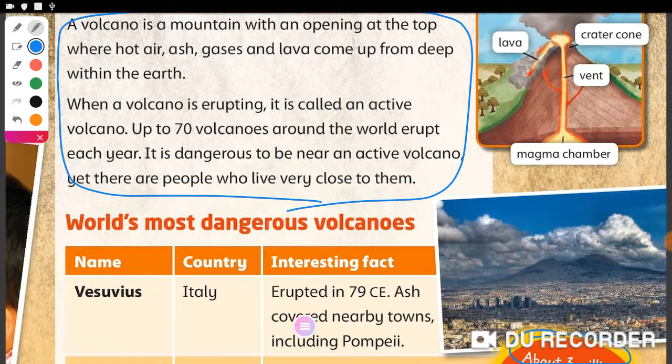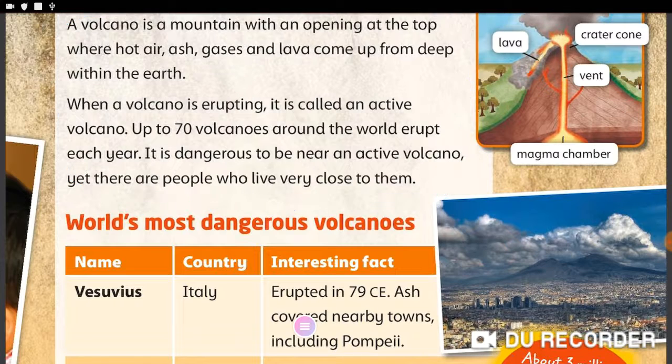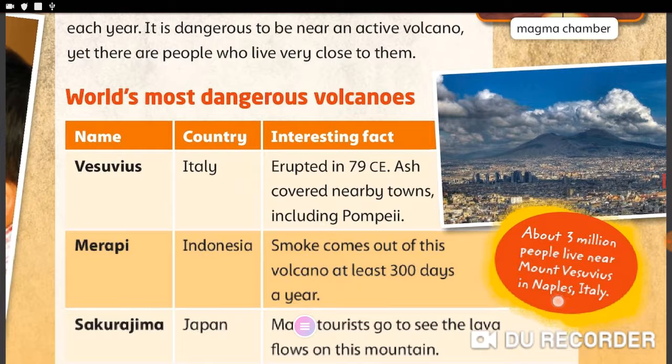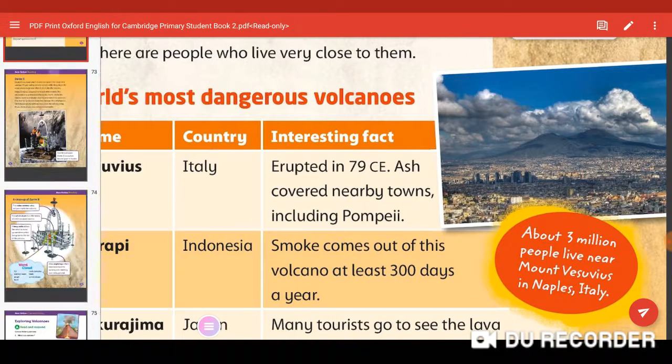So what can we find where? The general information is in the introduction, you're right. And in this caption for the photo, what can we see here? Information about people who live near Mount Vesuvius. Good. So let's answer that.